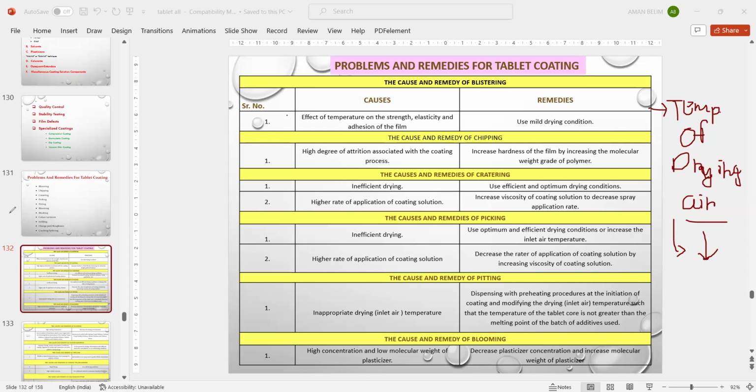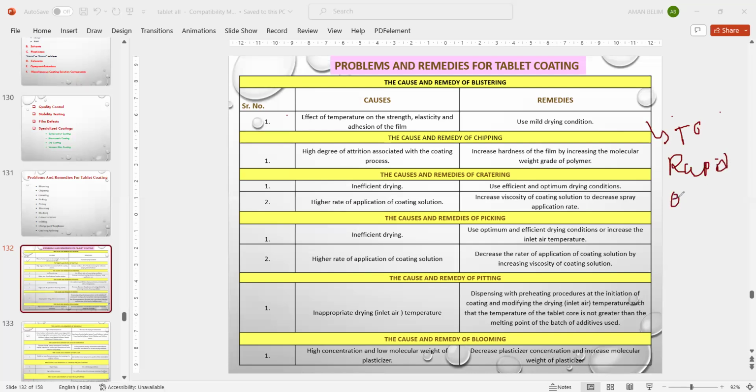Okay, another problem is blistering. Why does blistering take place on the tablet after coating or during the coating? It is because of too rapid evaporation of solvent. Too rapid evaporation of solvent is the reason behind blistering.